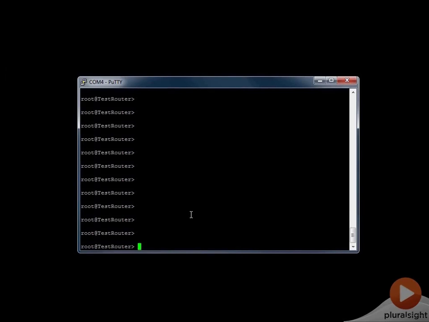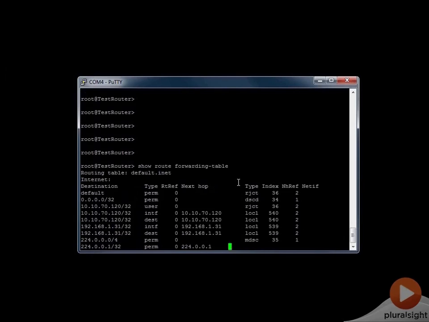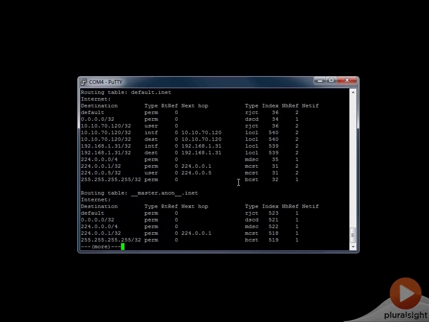Something that bears a little discussion is the difference between the routing table and the forwarding table. We know what the routing table is, but how is that different from the forwarding table? Well, let's take a look at the forwarding table here. If we issue the show route forwarding table command, this will actually show us the forwarding table information.